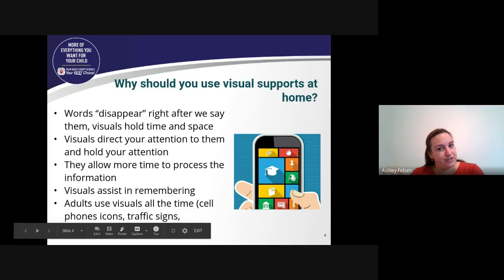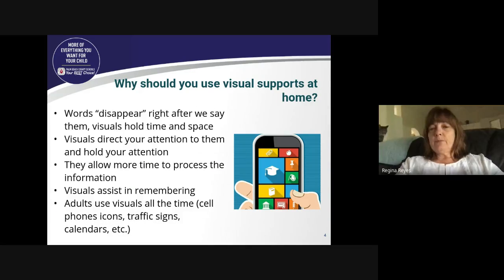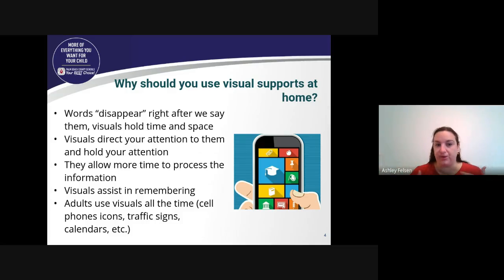Why should you use visual supports at home? Well, if you think about it, words disappear right after we say them. Visuals can hold time and space because they don't disappear, they stay where they are. Visuals also direct your attention to them and hold your attention. So you can always refer back to them, and they're always right there for your students to be able to understand the directions and know what the expectations are.